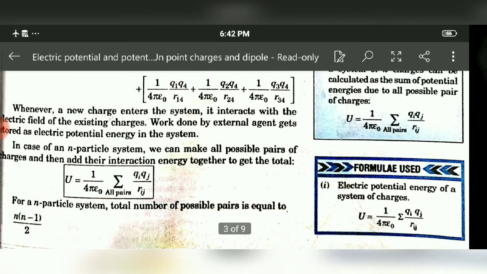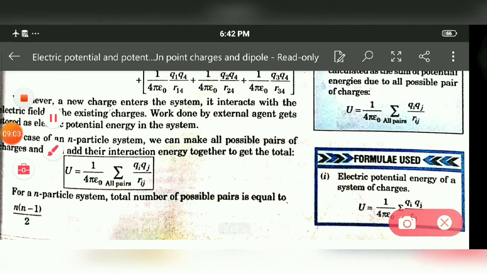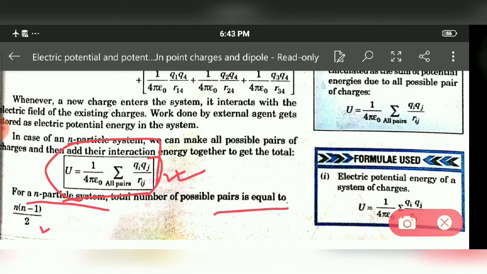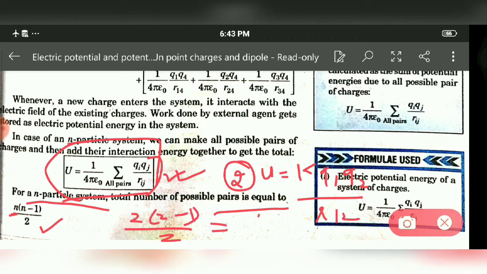If we have n particles, then by solving and by applying the summation principle we will get this. And for n number of particles, the possible pairs are this. We can also apply this for a 2 particle system. For a 2 particle system, U was K Q1 Q2 by R12. If for a 2 particle system n is 2, so n into n minus 1 upon 2, this is again going to be 2 by 2, this is 1. So for a 2 particle system there was only 1 pair.